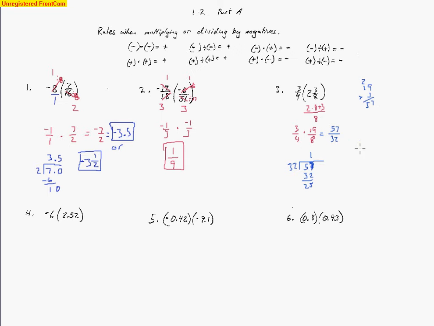Well, I'm going to write this as a mixed number. 1 and 25 32nds. That would be our answer there. 25 over 32. Whatever the divisor is goes in the denominator.